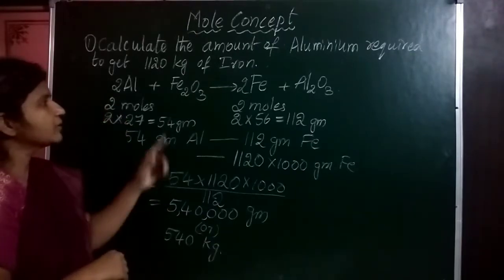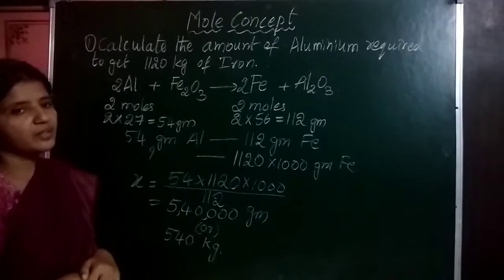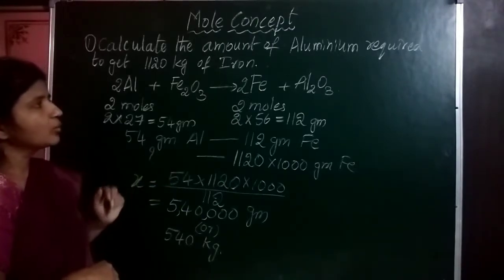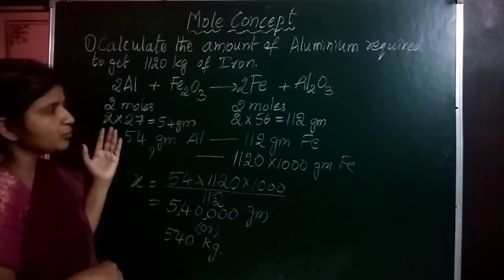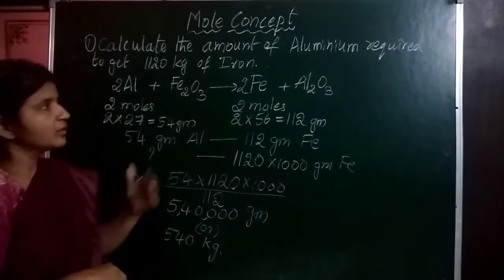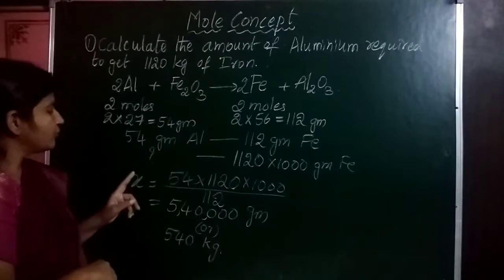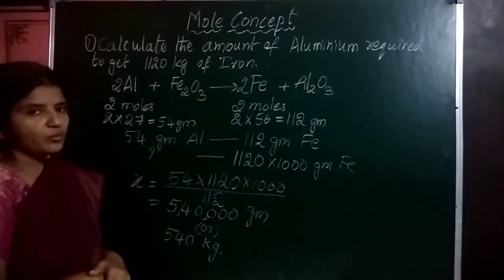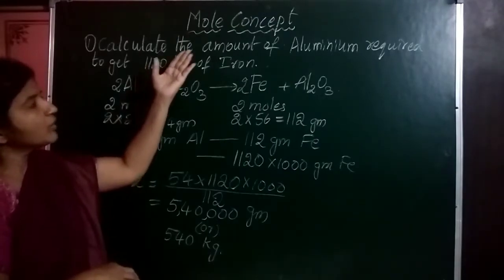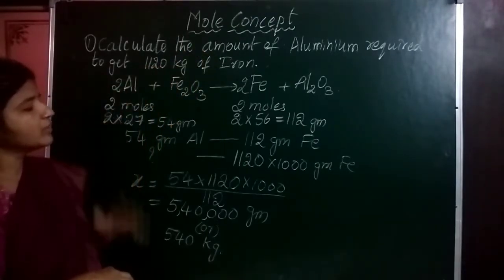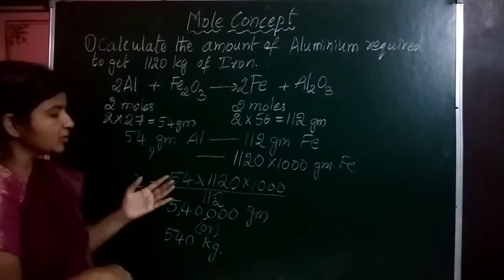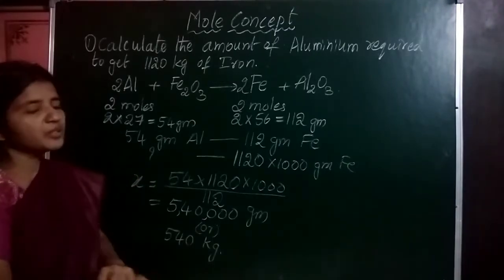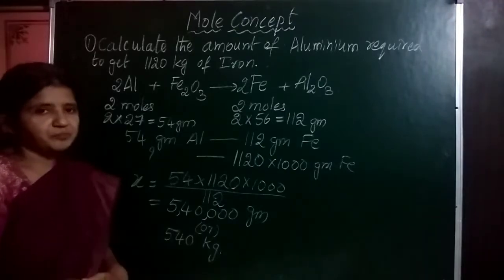First of all, you have to write the balanced chemical equation, and next from the equation you have to get information: how many moles of aluminium are required to get how many moles of iron. So 54 grams of aluminium is required to get 112 grams of iron. Then you calculate how much aluminium is required for the given iron. So this is the important sum in the mole concept.